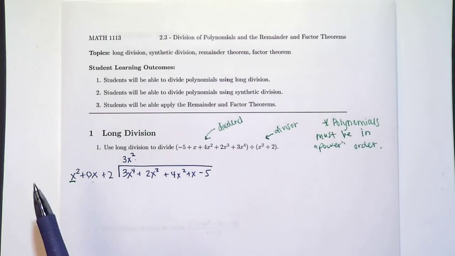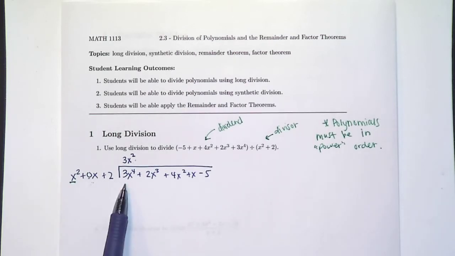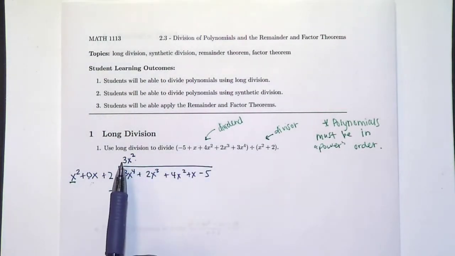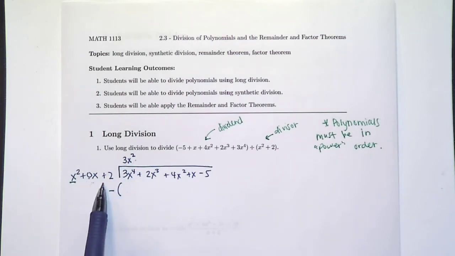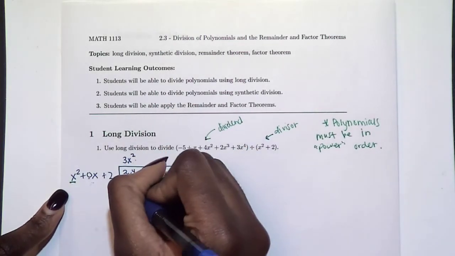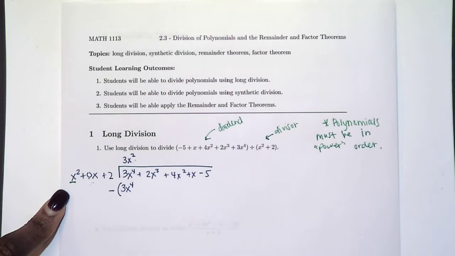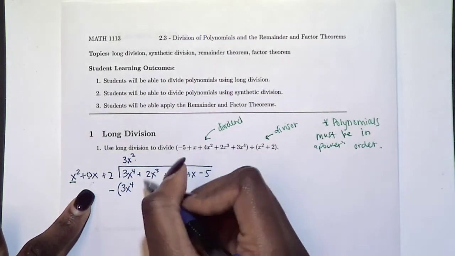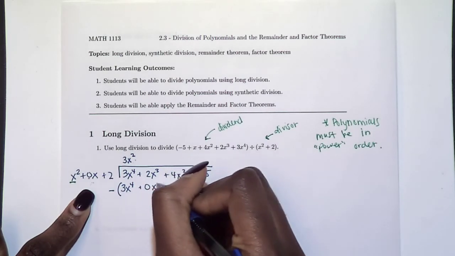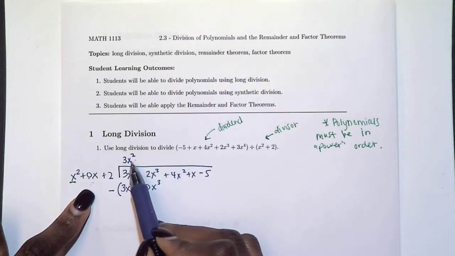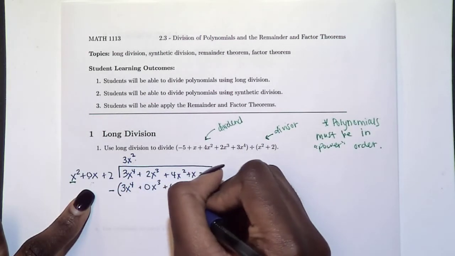So first we guess, okay, what do we have to multiply x squared by to get 3x to the 4th? Then you come in and subtract. So what we have to subtract is multiplying 3x squared by this whole polynomial here. All right, so if you multiply 3x squared by x squared, you get 3x to the 4th, which is what we wanted. And then if you multiply 3x squared by 0x, you get 0x to the 3rd, right? We still have to use that placeholder. And then 3x squared times 2, that's 6x squared.